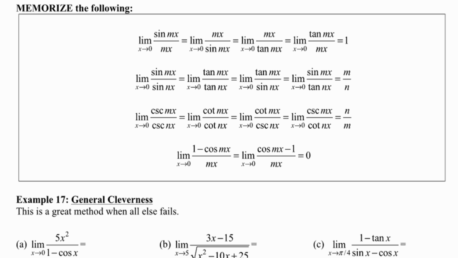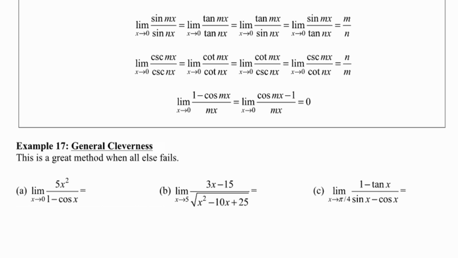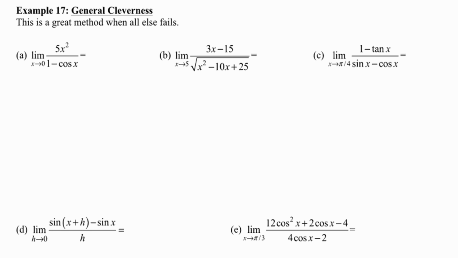Okay, there's a large box. You can memorize it if you want, or just break it down. It doesn't take that long. The last method that we have here is general cleverness. You tried everything else, so now you just have to kind of be clever. Okay, one way to be clever.